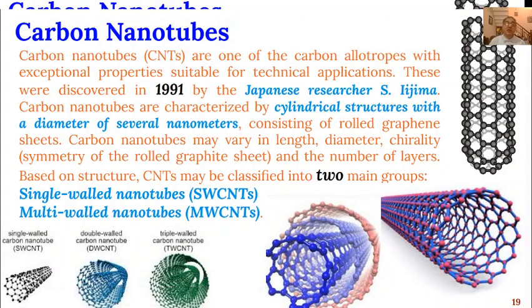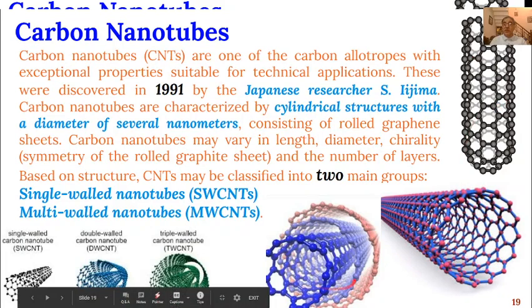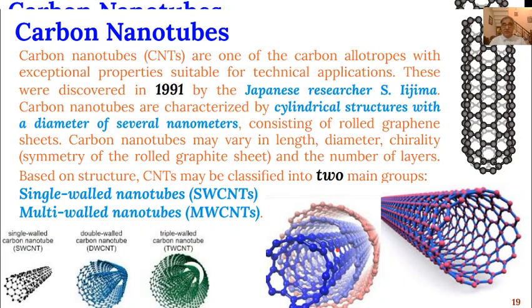Then next is carbon nanotubes. Carbon nanotubes are one of the carbon allotropes with exceptional properties suitable for technical applications. And these carbon nanotubes, as I have told you, were discovered in 1991 by Japanese researcher Iijima. Carbon nanotubes are characterized by cylindrical structures with a diameter of several nanometers. So these types of tubes are known as carbon nanotubes.